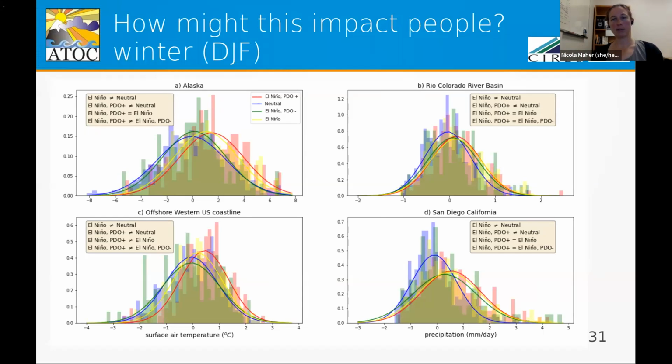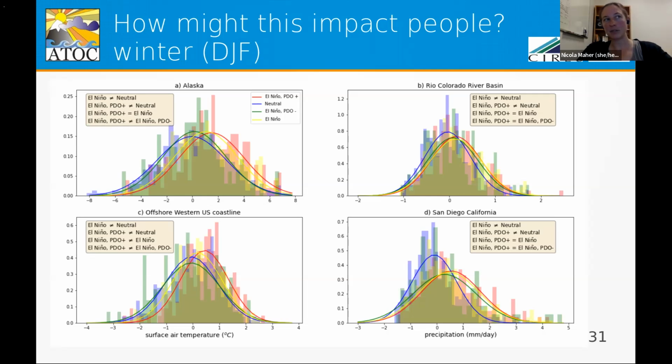So how do we interpret this? If you look at the top left, we have Alaska. And here you can see neutral. So that's El Nino neutral, PDO neutral. So that in between the 0.5 range I just mentioned is shown in blue. And you can see this distribution that's centered on 0, where you can have positive or negative temperature anomalies over Alaska due to climate variability.